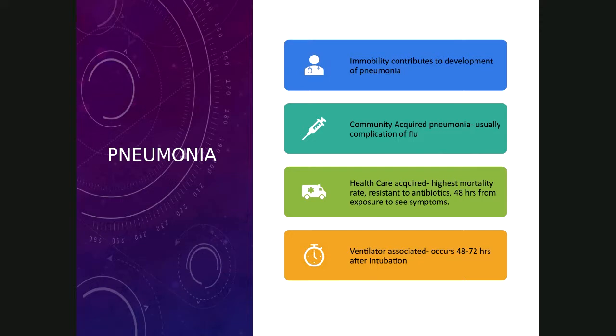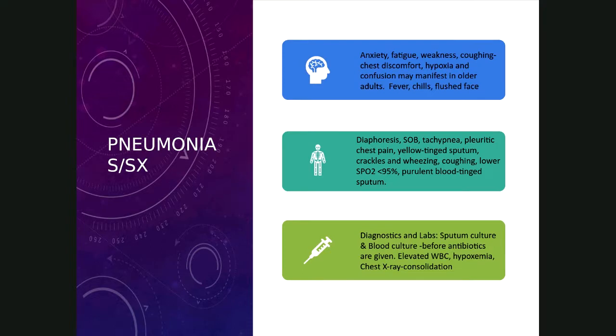Okay. Then we get into the signs and symptoms. You have anxiety, you're fatigued, you're weak, you're coughing sometimes so much you have chest pain or chest discomfort, you have hypoxia and confusion, which as it's noted, you'll see more in older adults. You have fever, chills, flushed face, diaphoresis. What is diaphoresis? Excessive sweating. Good job.